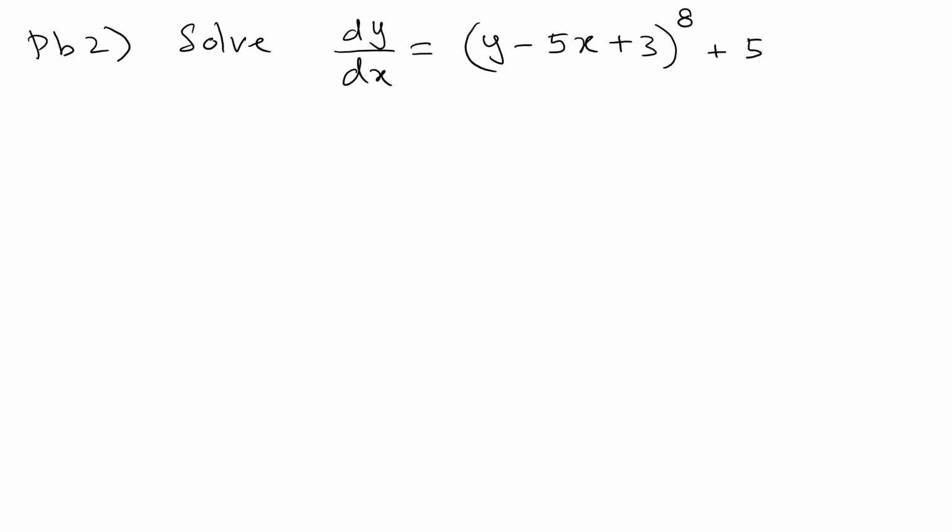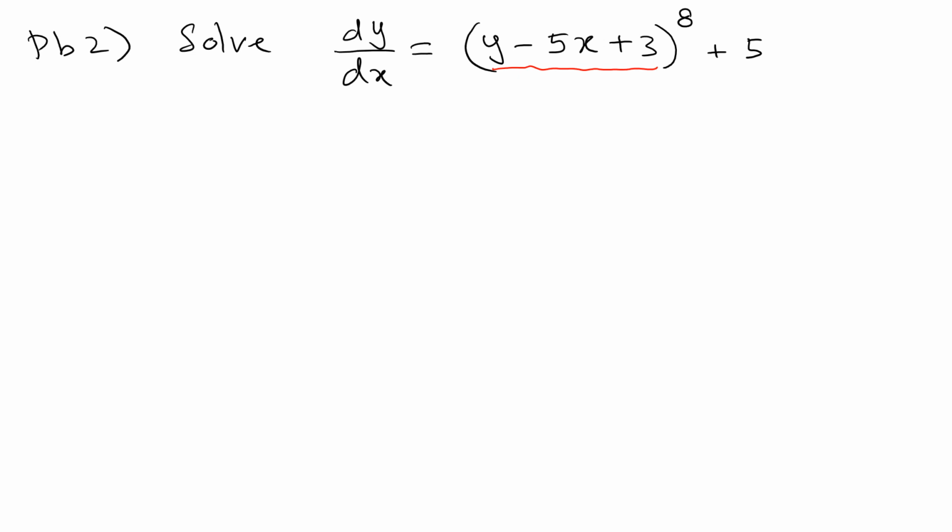Say we have dy by dx equals (y minus 5x plus 3) to the 8th power plus 5. So what are you going to do? You're going to pick the whole function or part of it. In this case, we're going to pick only the inside function as u. So let's see how it's going to work.